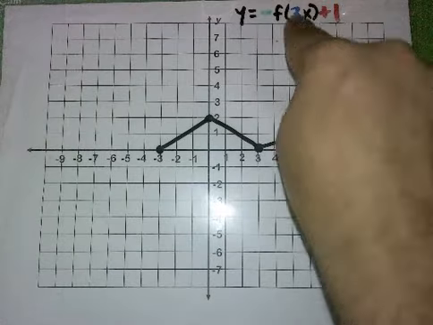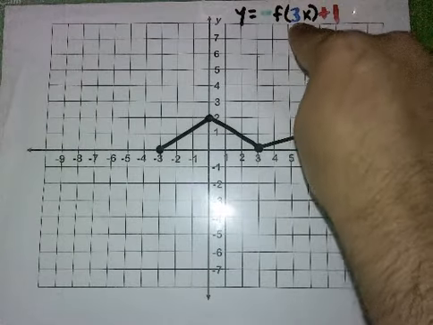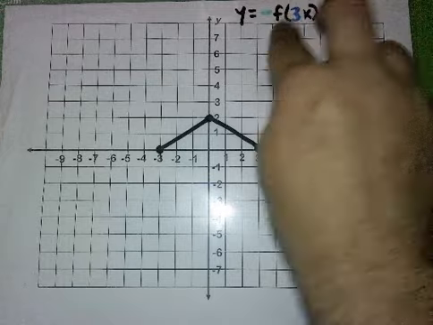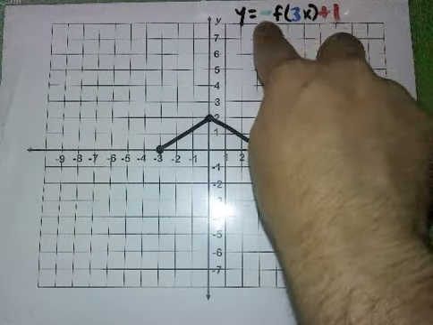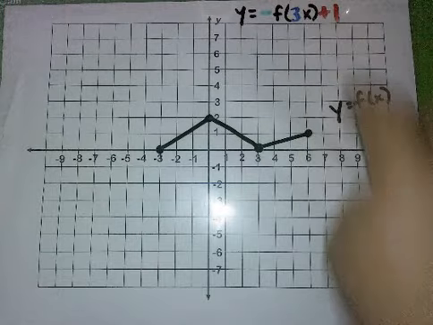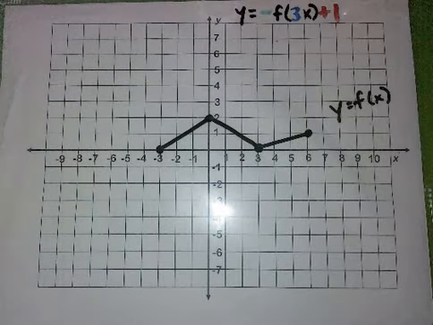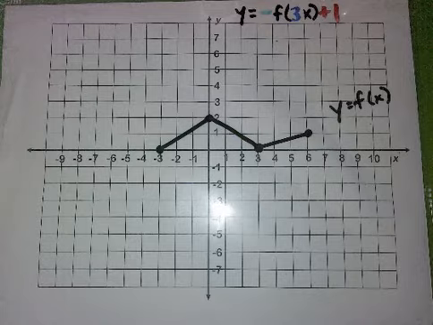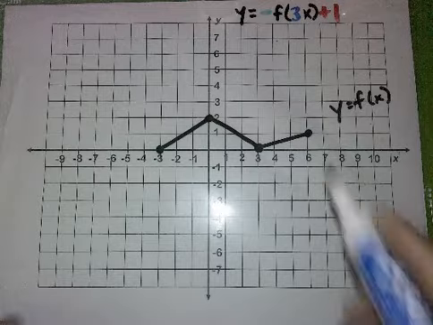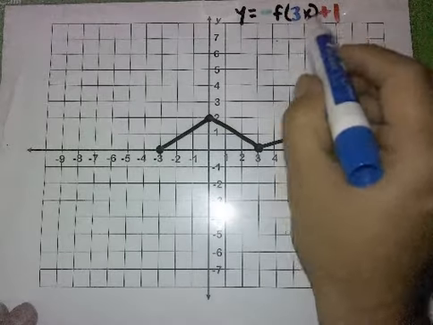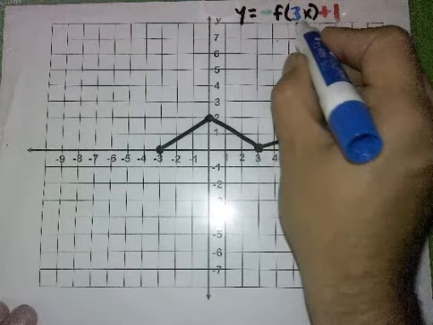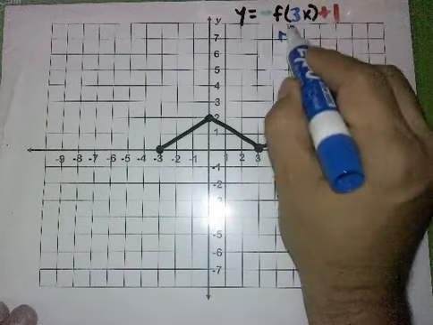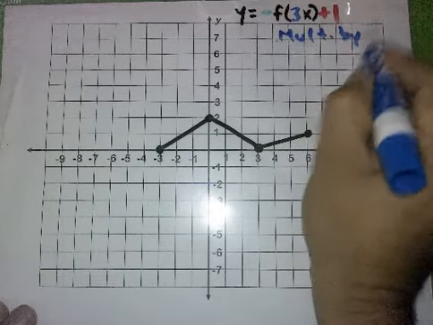So we have to remember that we're going to start inside the parentheses, then do the next thing that comes outside, which is going to be the negative. And then lastly, we're going to add the 1, which is going to shift it up 1. So we're going to take this step by step, and we're going to do the 3 inside the parentheses first. We're going to take all our x values on these points and multiply by 1/3.